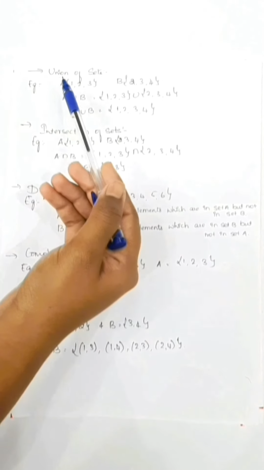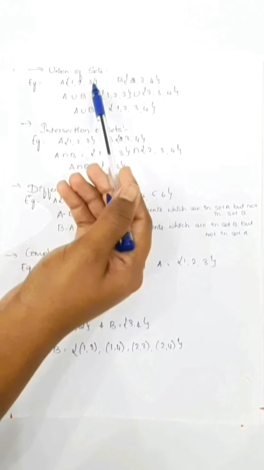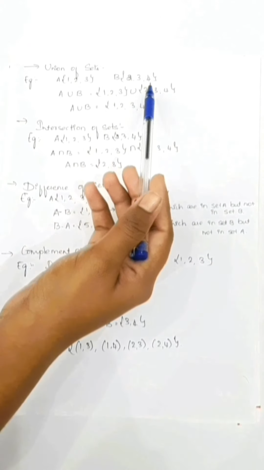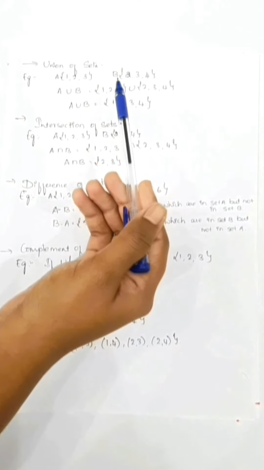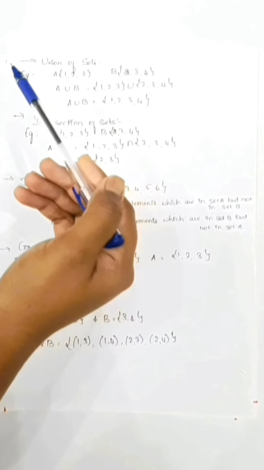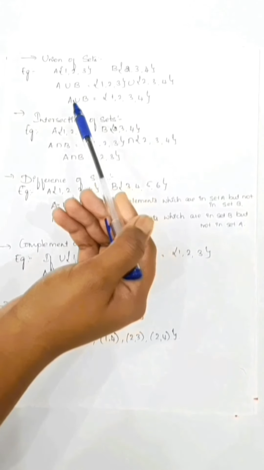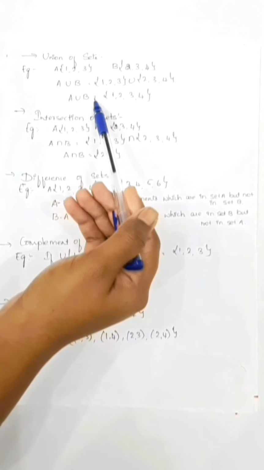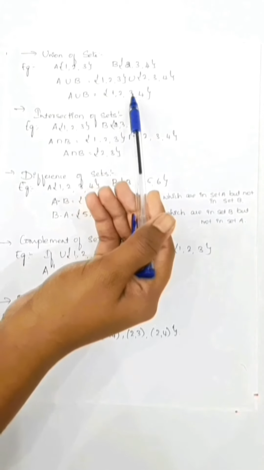Union of set. A set which is made of elements from 2 or more sets is called a union of set. For example, A set has 1, 2, 3 elements and B set has 2, 3, 4 elements. So union of set in the sense we have to write all together at once. That is, A union B is equal to {1, 2, 3, 4}.